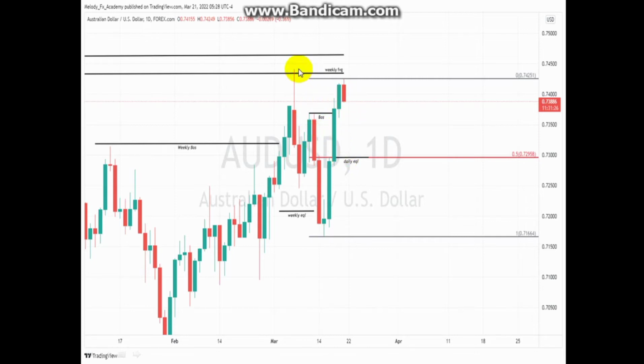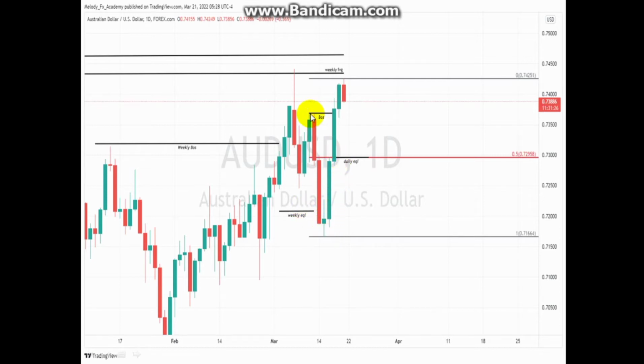Okay, so we have this range. We have the market bouncing off from the discount sector of the weekly range. This is that overall weekly range, this is equilibrium, and this is price trading off the weekly discount market.